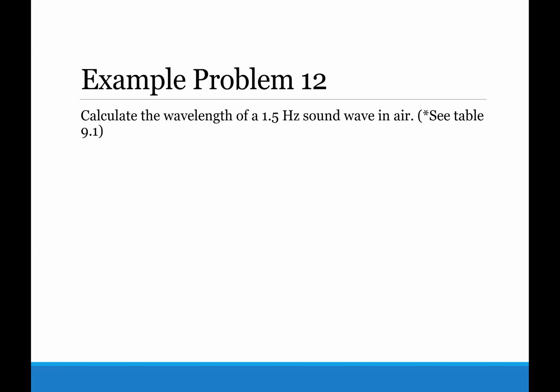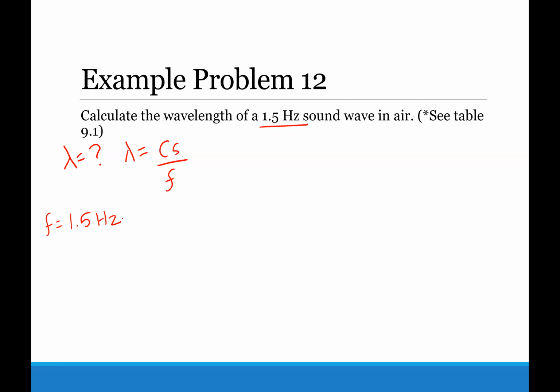Example problem 12 reads, calculate the wavelength of a 1.5 hertz sound wave in air. And then it refers you to table 9.1. So it wants to know the wavelength, which is this variable right here. To calculate the wavelength, we need the speed of sound and we need a frequency. We're told a frequency, so frequency equals 1.5 hertz.